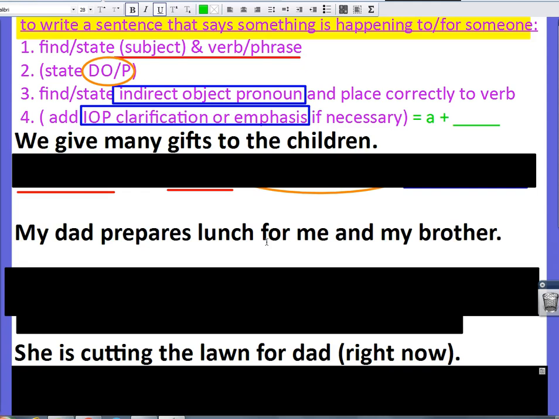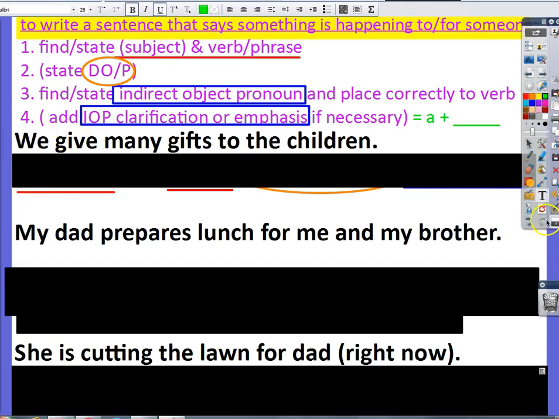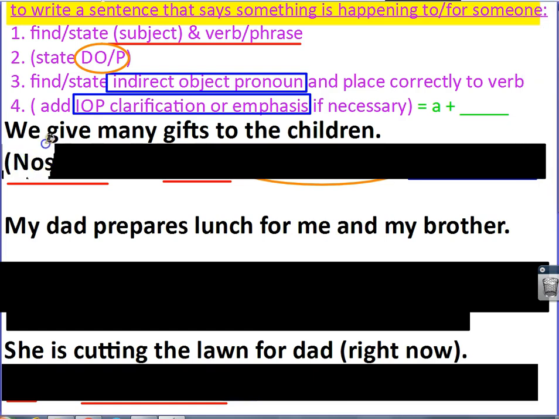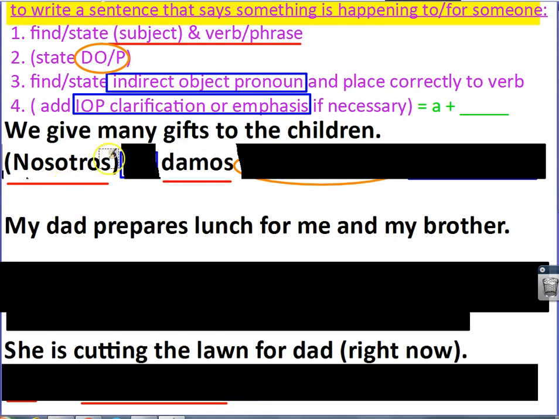All right, here we go. If we want to write a sentence that says something's happening to or for someone, the first thing I have to do is find and state the subject. So, who's the subject of this sentence? We are. And what are we doing? We're giving. So, I'm going to say, nosotros. I have it in parentheses because you guys know that the form of the verb damos can only mean we give. But go ahead and write it so that you have it.